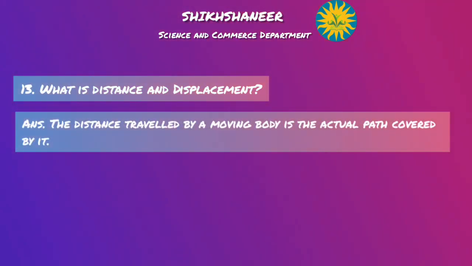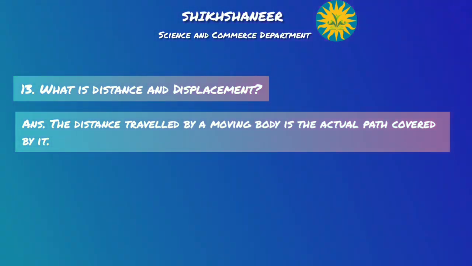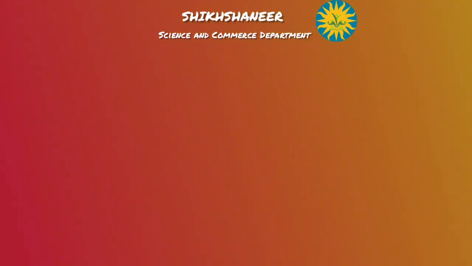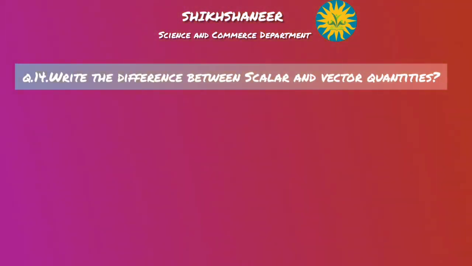What is distance and displacement? The distance traveled by a moving body is the actual path covered by it. And displacement of a body is defined as the shortest possible distance covered by it between its initial and final positions. Now, write the differences between scalar and vector quantities.